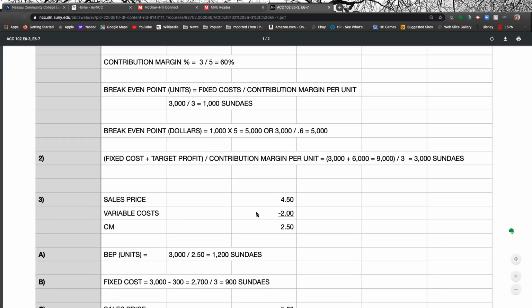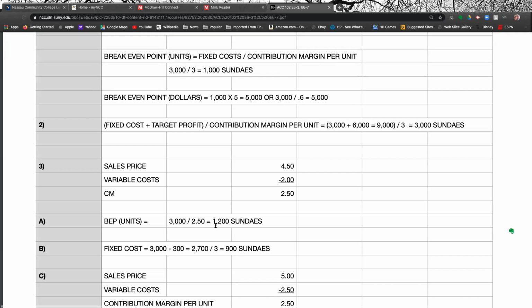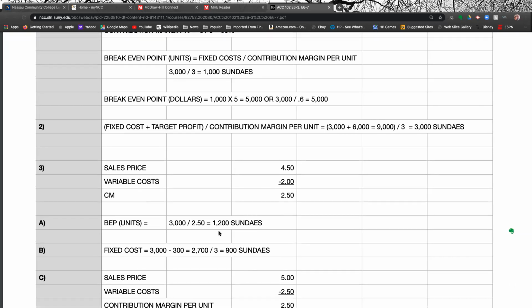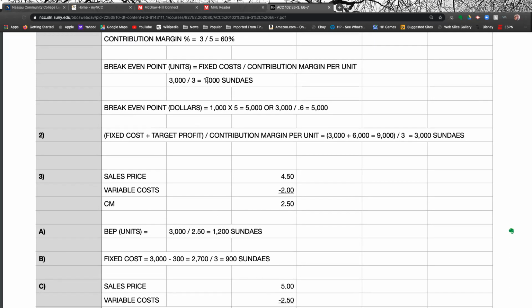The variable cost remained $2. The contribution now is $2.50. What's the break-even point? $3,000 in fixed costs divided by $2.50 contribution margin, 1,200 sundaes. I have to sell now 1,200 sundaes. If I just reduced my selling price 50 cents, I would have to sell 200 more sundaes than I did before, right? Before we said it was 1,000. Now it comes out to be 1,200.